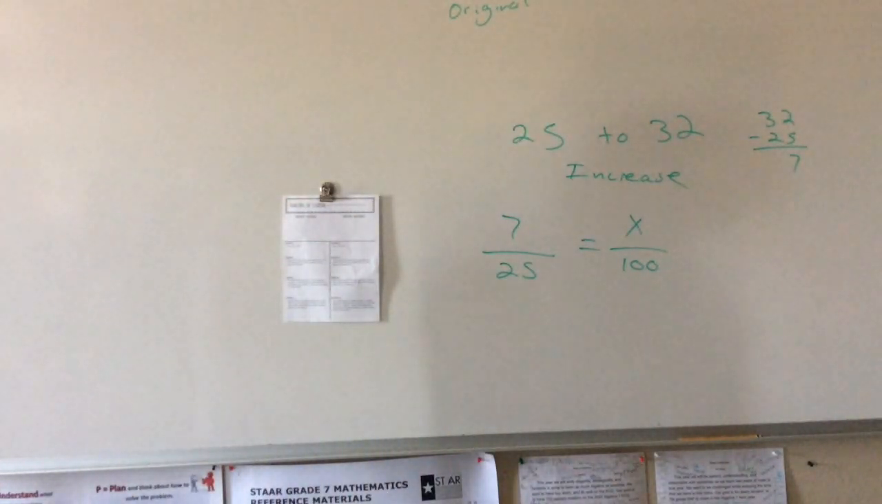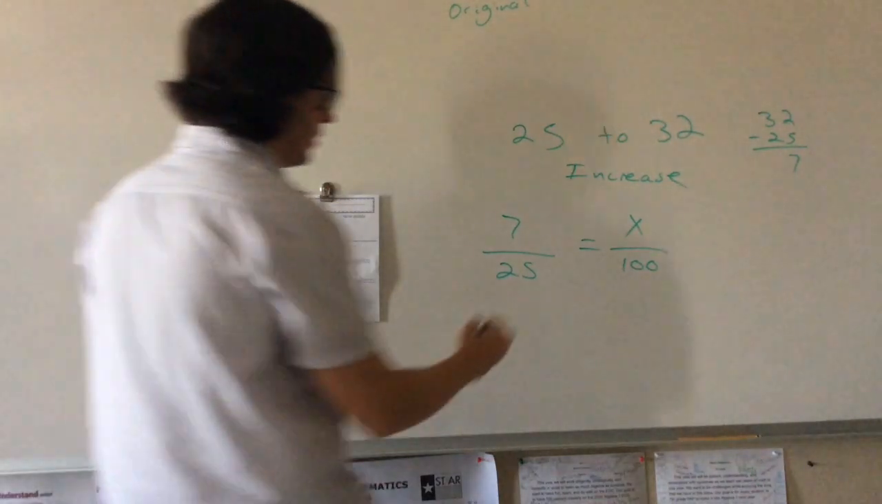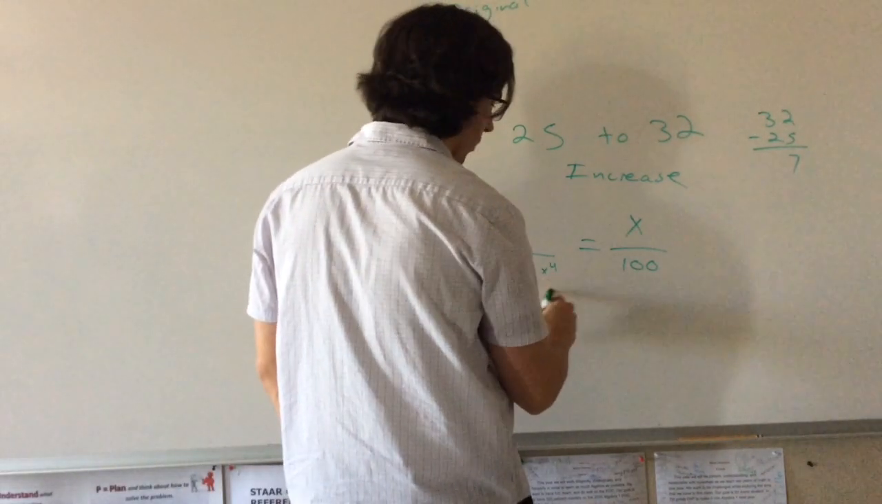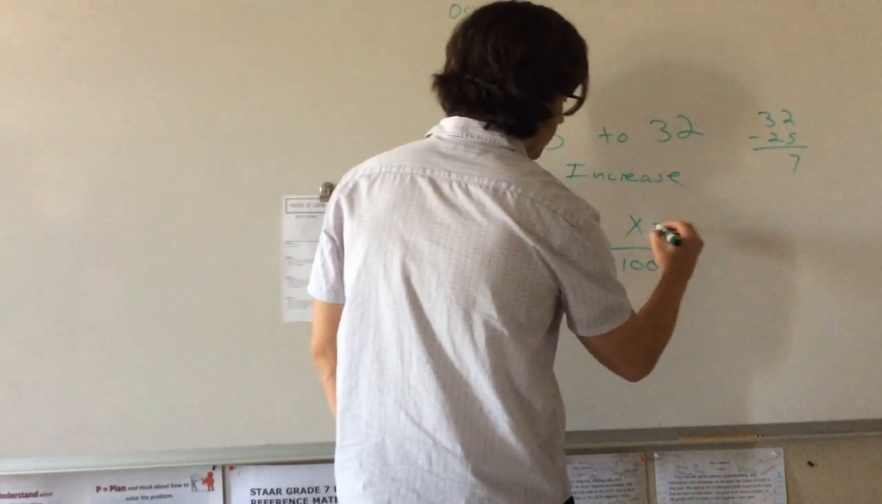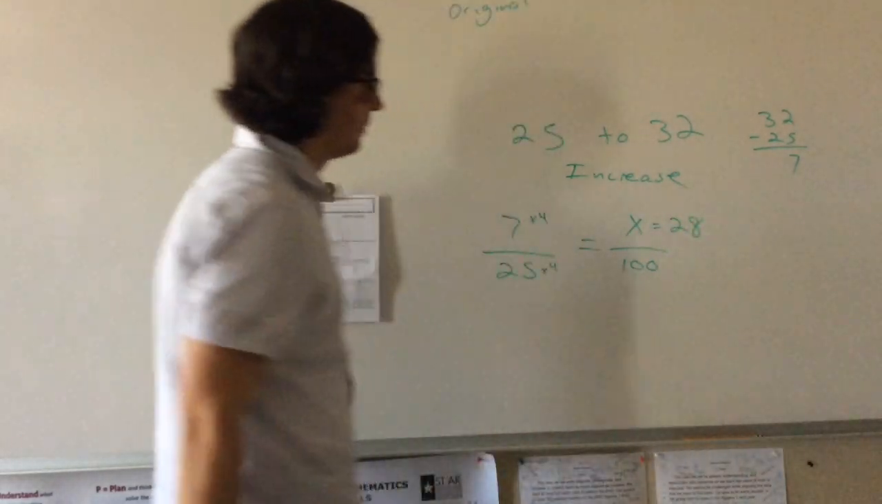Now, once again, we have 25. Again, it's an easy number. So I'm going to multiply 25 by 4. That's my scale factor to get 100. And multiply 7 by 4, which means that x is equal to 28.